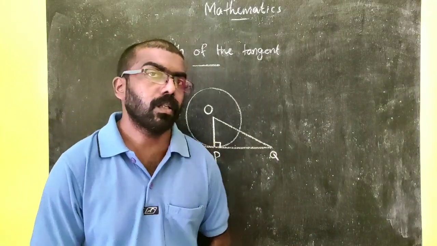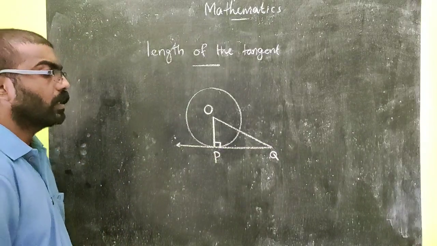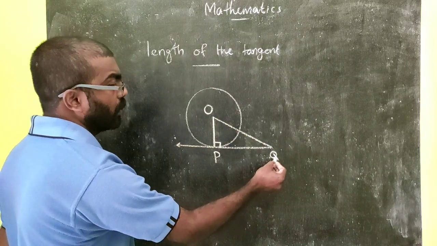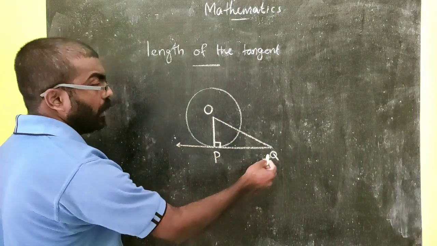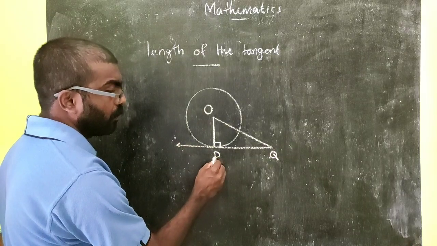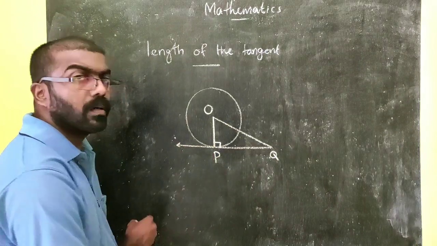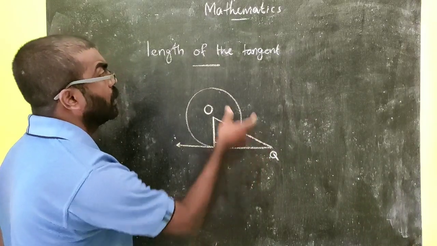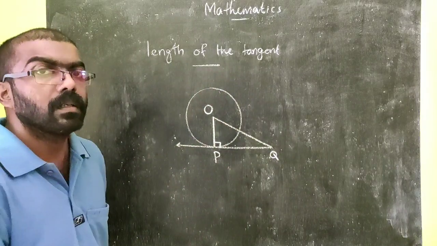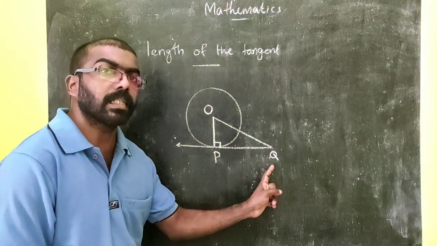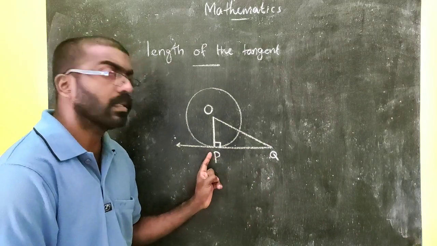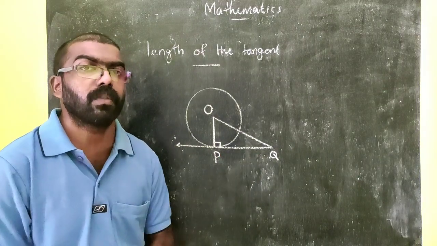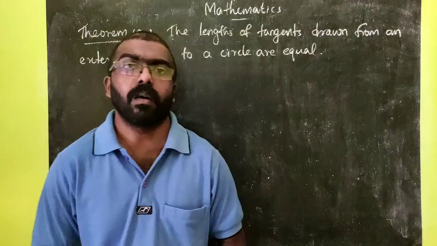Next one is length of the tangent. By length of the tangent, we mean the length of the segment of the tangent from the external point. Here Q is the external point and the point of contact with the circle is P. So the length PQ is known as length of the tangent. The distance from the external point and the point of contact. Only this much distance we take as length of the tangent. Clear?